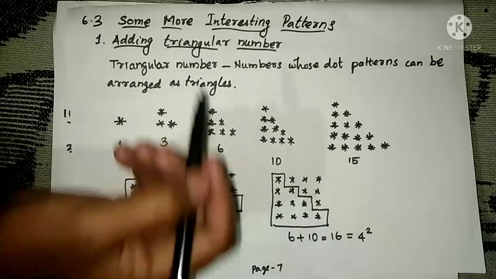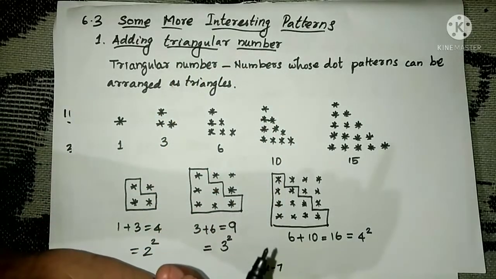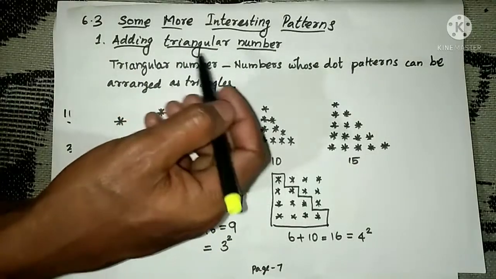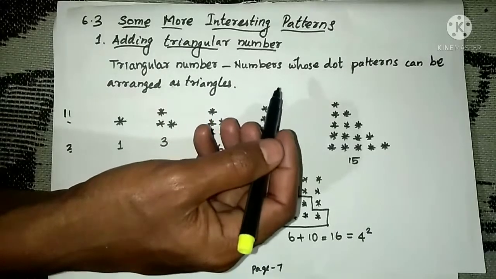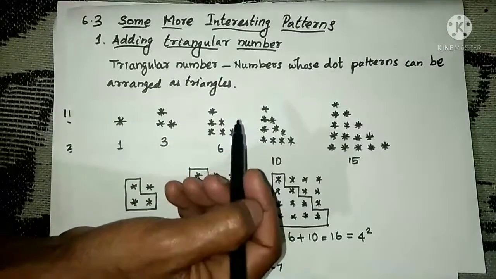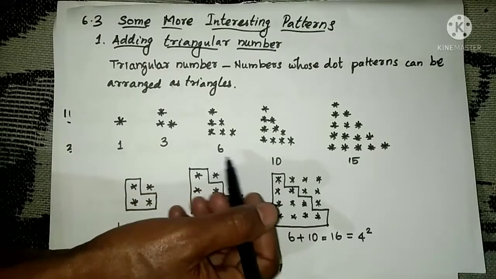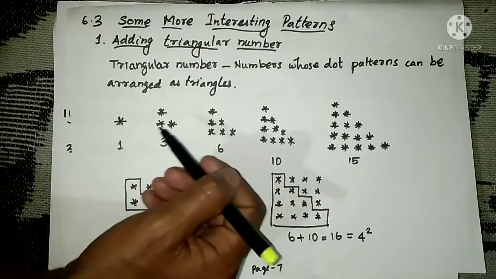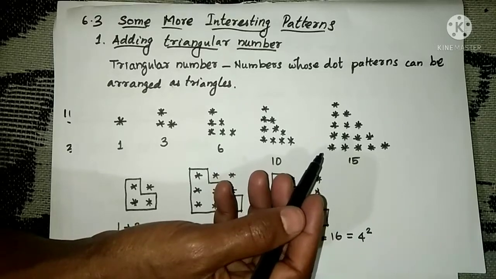My dear children, let us see some more interesting patterns on square numbers. First one, adding a triangular number. What is a triangular number? Numbers whose dot patterns can be arranged as triangles, like these numbers: 1, 3, 6, 10 and 15 are examples of triangular numbers. These numbers' dots we can arrange as a triangle, as you are seeing.